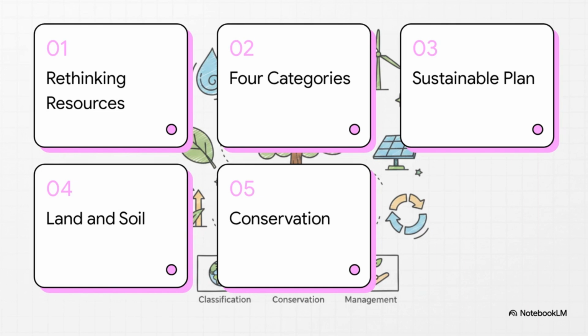Okay, let's dive right into this. Here's our roadmap for today. Number 1, rethinking what resources are. Number 2, the 4 resource categories. Number 3, planning sustainable development. Number 4, land and soil resources. And finally, number 5, conservation for the future.